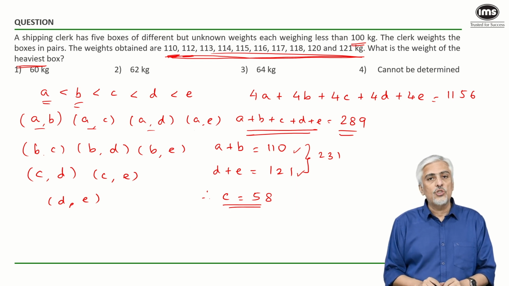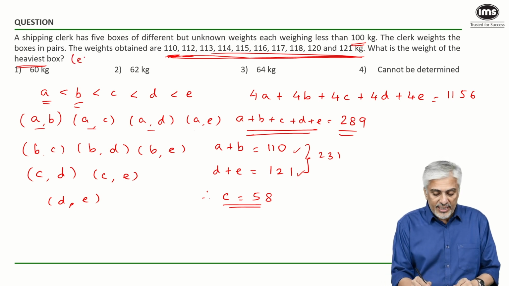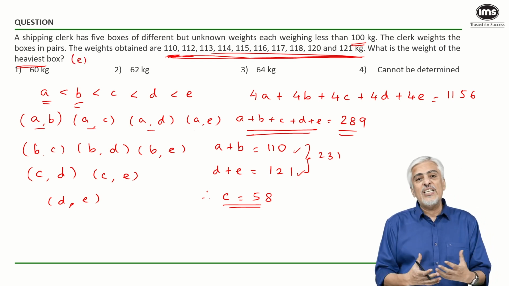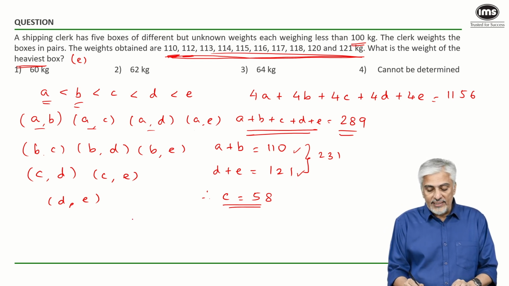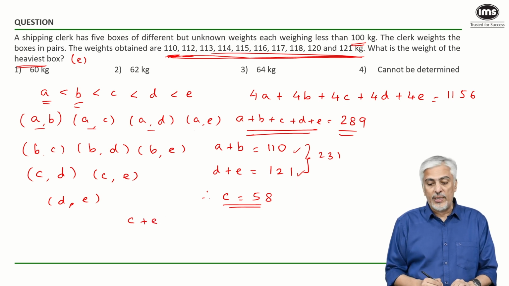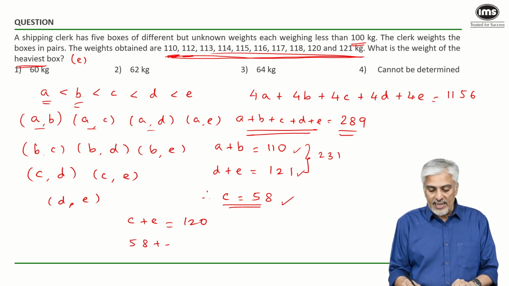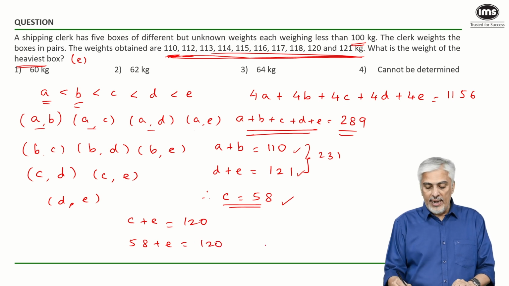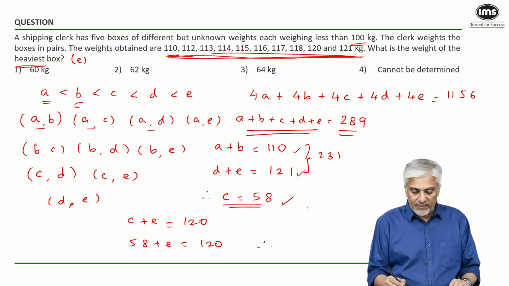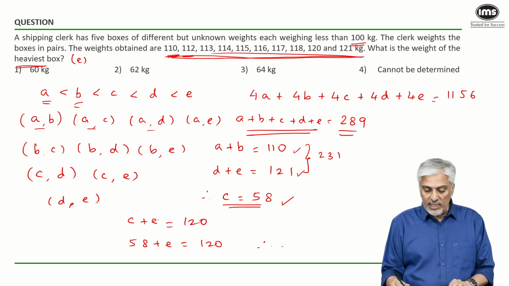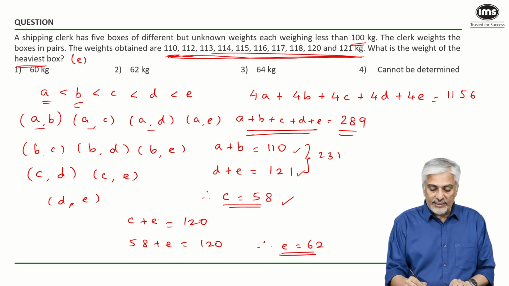That much was okay. We understood that. Now, once we got C as 58, I want to find E, the heaviest box. What will be the second heaviest pair? E is the heaviest box and C is the second heaviest box. So, I can easily find out that C plus E will be the second heaviest pair, which will be 120. I already know C, which is 58. So, 58 plus E is 120, and therefore E will come out to be 62, which is the second option.